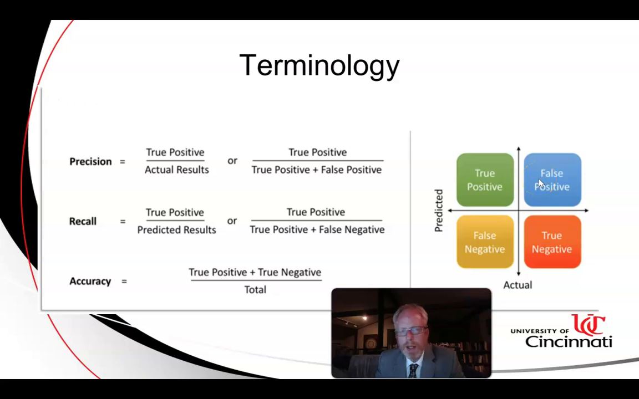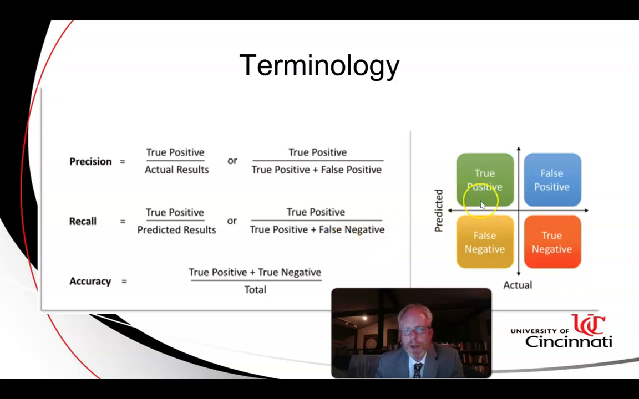Where recall is true positive over true positive plus false negative. Now, we have to remember what a false negative is. It's something we said, okay, this is not a 3 or whatever the target value is. We said it's not a 3, but it actually is a 3. So we predicted it incorrectly as not being what we're looking for.